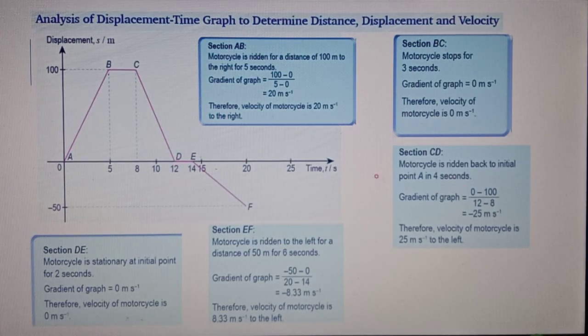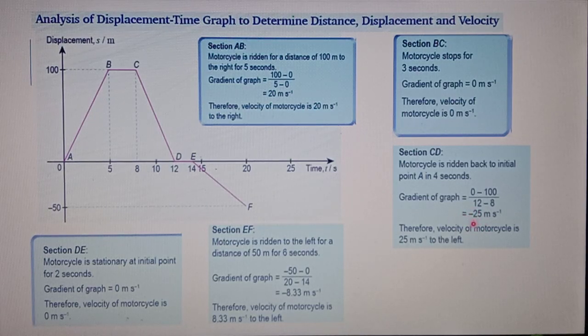So the gradient of the graph, you can calculate here, is 0 minus 100 divided by 12 minus 8. The value is negative, so you get negative 25 meters per second. Therefore, the velocity of the motorcycle is 25 meters per second to the left. So the negative sign means the motorcycle is moving to the left.